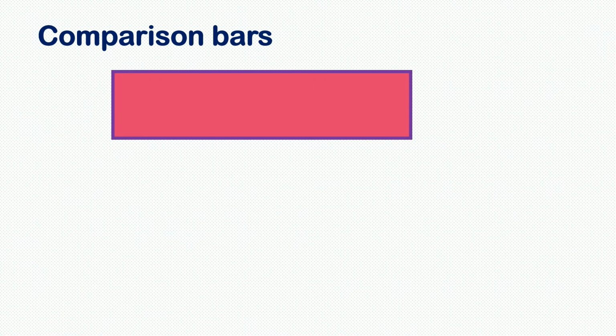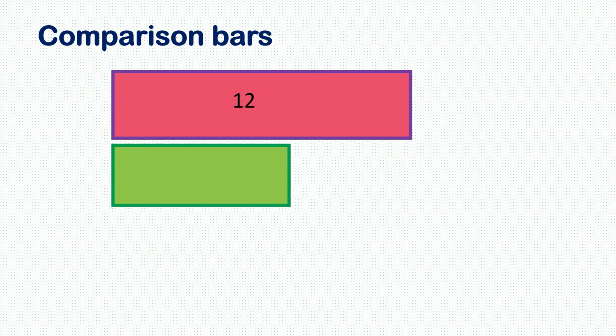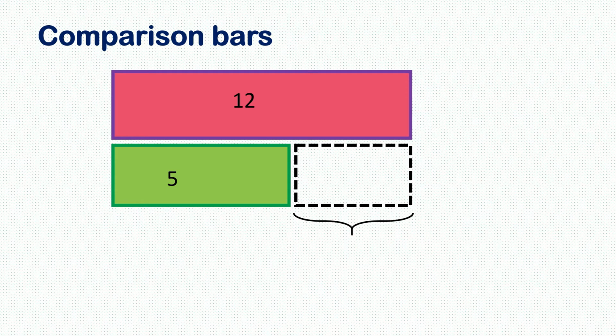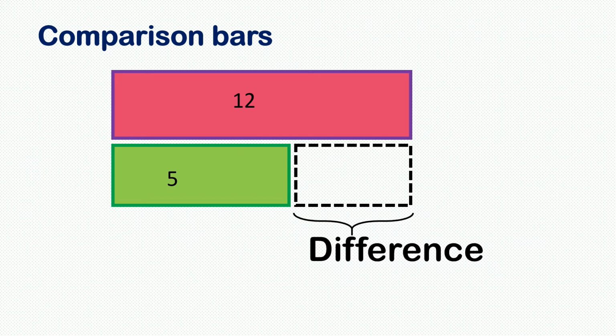Now, we'll compare these two bars with their values. This is the pink color bar. Its value is 12. Next, the green color bar. Its value is 5. Now, we'll compare these two bars. We can see a gap between the pink color bar and the green color bar. This gap is called difference.